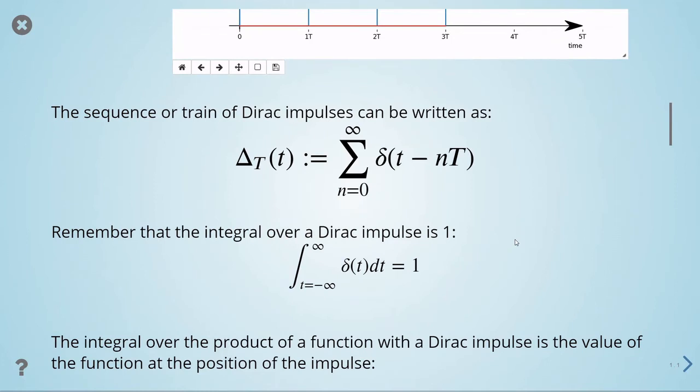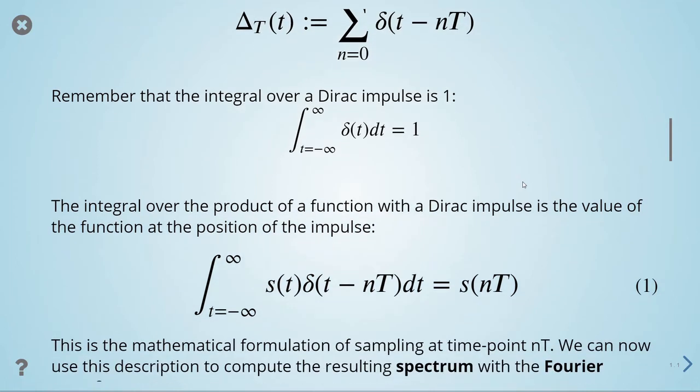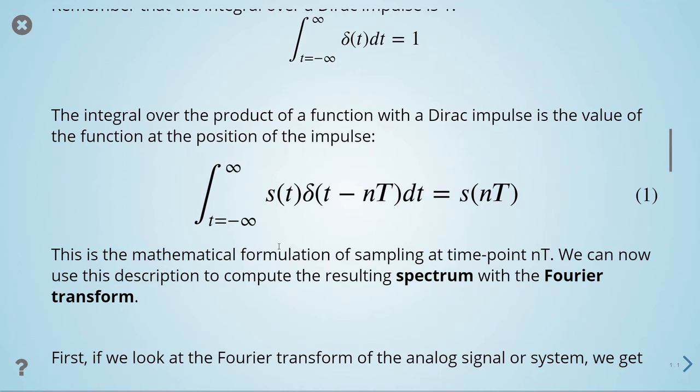Let's remember that the integral over a Dirac impulse is equal to 1. We can see it like this here. And the integral over the product of a function with a Dirac impulse is the value of the function at the position of the impulse. So this is a very important property. The integral over a product of a function with the Dirac impulse is the value of the function at the position of the Dirac impulse.